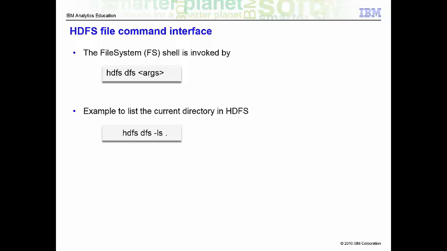For example, the ls command for listing a directory is a common Unix command and is preceded with a dash. As on a Unix system, ls can take a path as an argument. In this example, the path is the current directory represented by a single dot.